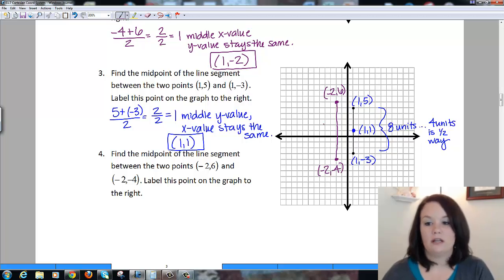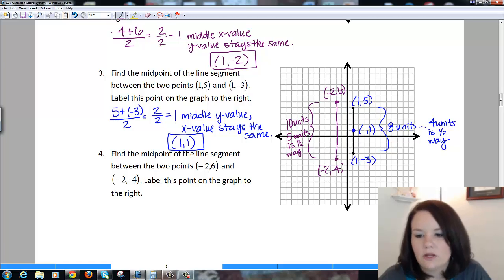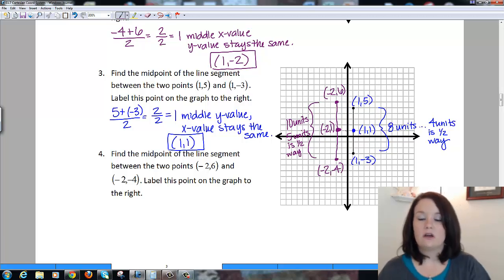Okay, and I'm finding the midpoint. So again, I could do it by counting. I could figure out what's my overall distance, my units here, which if I count them up, I have 10. Okay, so these 2 points are 10 units apart, which means that 5 units is halfway. So I could start at my higher point and go down 5, or I could start at my lower point and go up 5. If I start at my lower point and go up 5, 1, 2, 3, 4, 5. Here's my midpoint, which is the point -2, 1. Okay, so notice all my x values are -2 because they all land on that line.